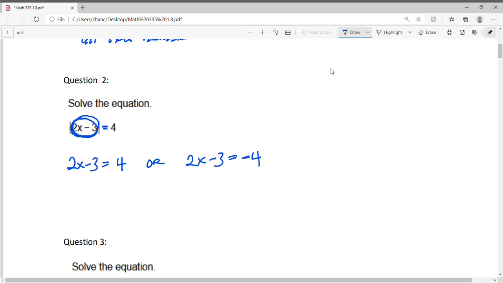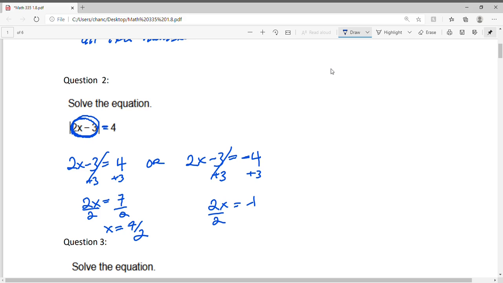So let's solve each of these equations separately. I would add 3 to both sides here. 2x equals 7. And divide both sides by 2. So my first solution is 7 over 2. Now for the second scenario, we'll add 3 to both sides. 2x equals negative 1. Divide both sides by 2. And my second solution is negative 1/2. We have two answers in this case, 7 over 2 and negative 1/2.